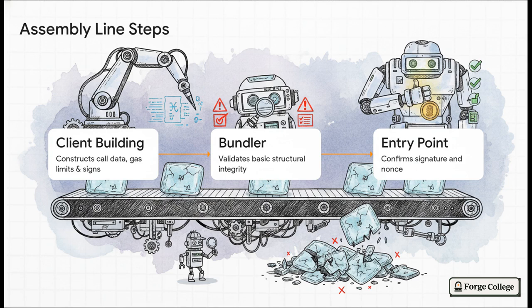This is the ultimate authority. It's the club manager actually inside giving that final stamp of approval by verifying the exact signature and nonce before anything executes. If your package fails at any of these checkpoints, boom, it gets violently thrown off the conveyor belt. Our job today is to figure out exactly which inspector threw it out and why.